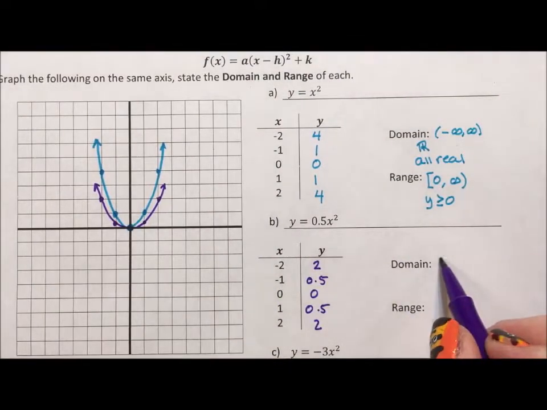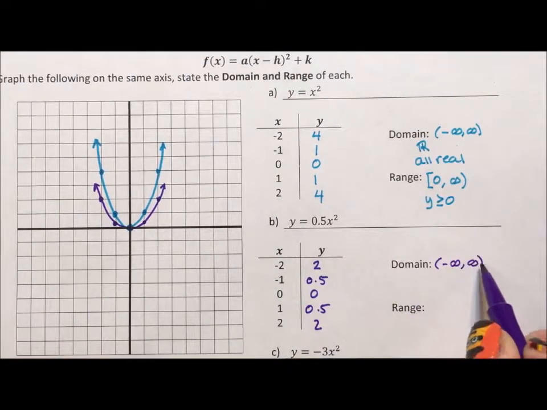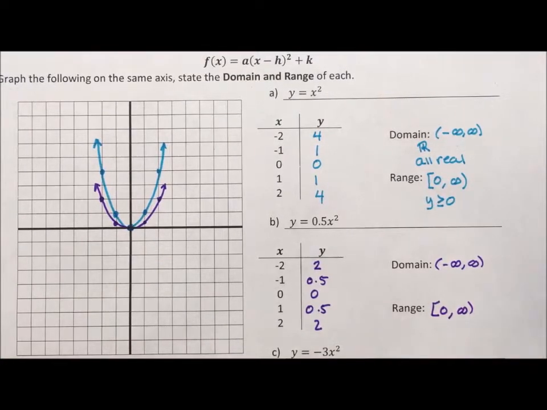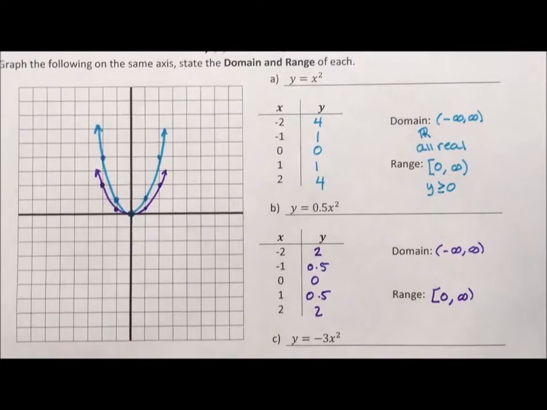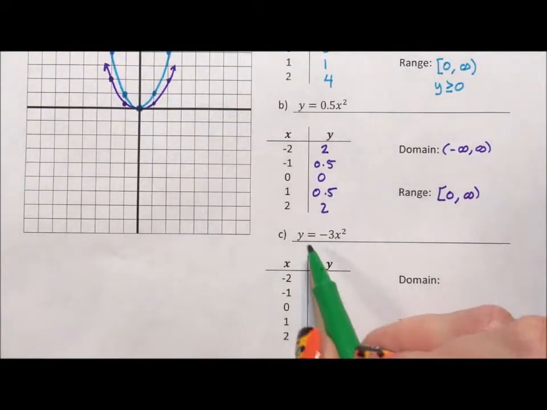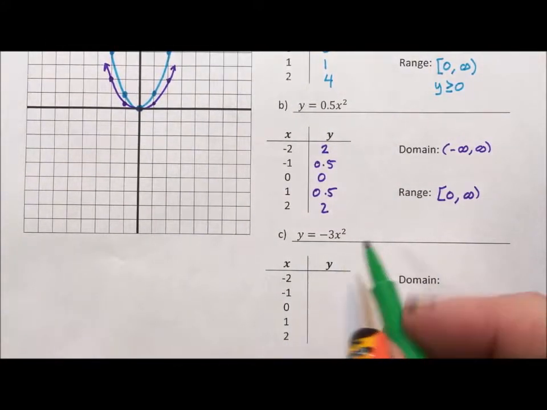The domain is still all real. The range is still from 0 to infinity. All right, let's look at a third graph. The third graph that we're going to look at is right here. So we have y equals -3x squared.